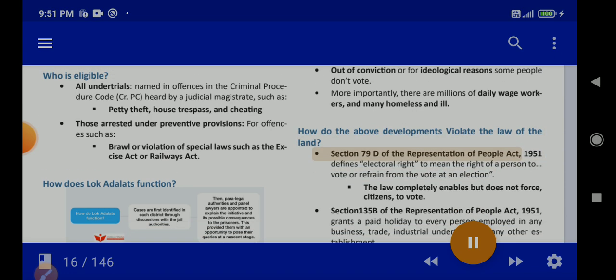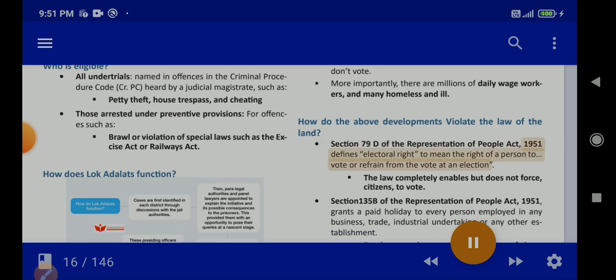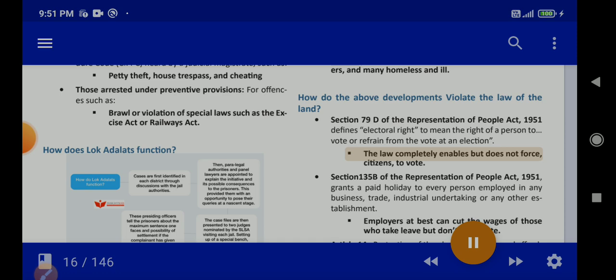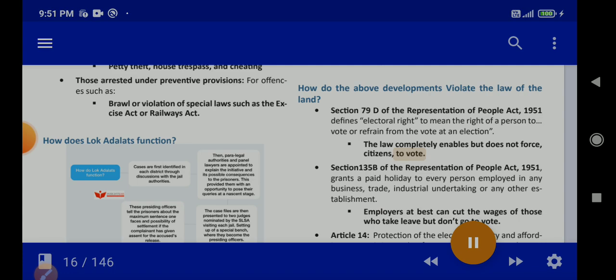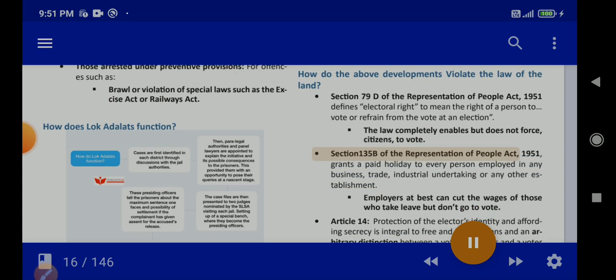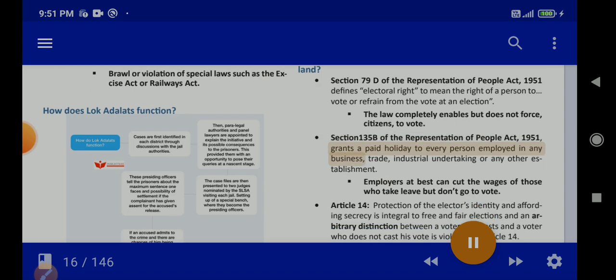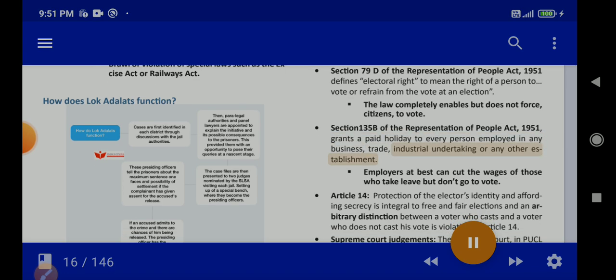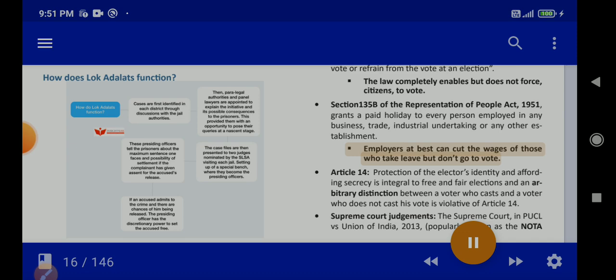Section 79(d) of the Representation of the People Act, 1951 defines electoral right to mean the right of a person to vote or refrain from voting at an election. The law completely enables but does not force citizens to vote. Section 135B of the Representation of the People Act, 1951, grants a paid holiday to every person employed in any business, trade, industrial undertaking, or any other establishment. Employers at best can cut the wages of those who take leave but don't go to vote.